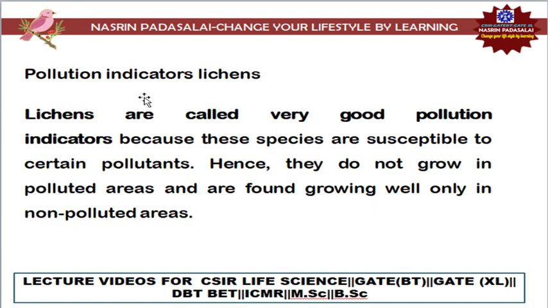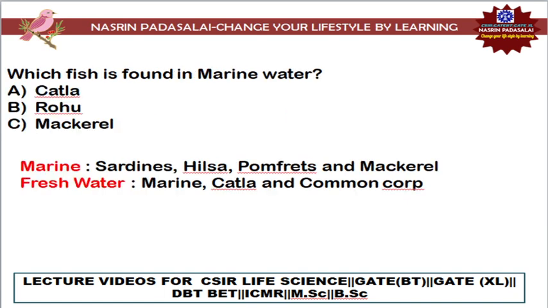Next, pollution indicator lichen. One question has been asked with regard to lichens. Lichens are very good pollution indicators because the species are susceptible to certain pollutants. Hence they do not grow. The lichens do not grow in polluted areas and are found growing well only in non-polluted areas. So lichens are generally employed as pollution indicators.